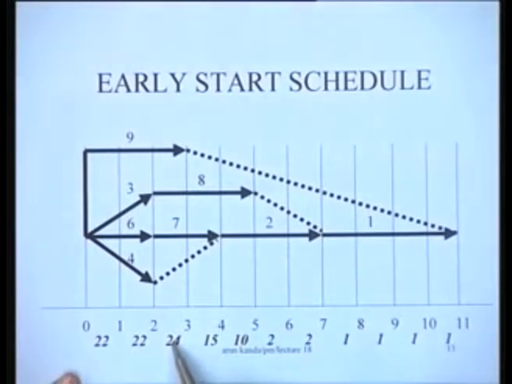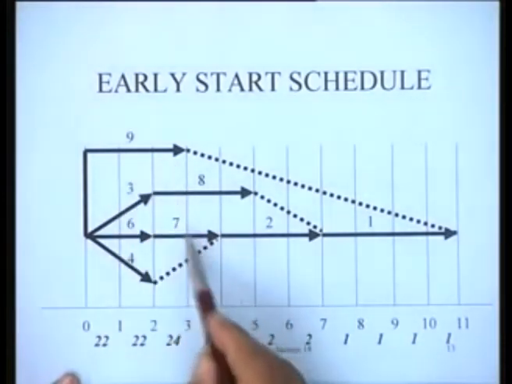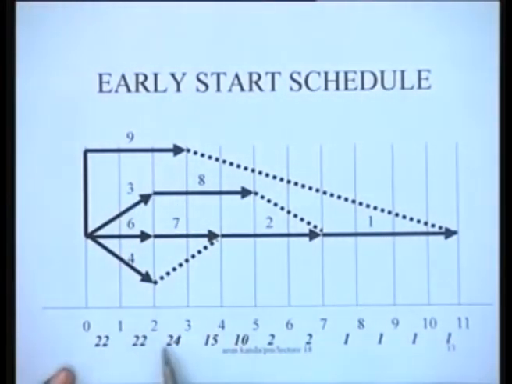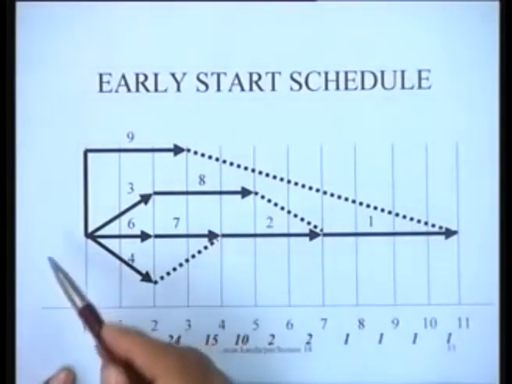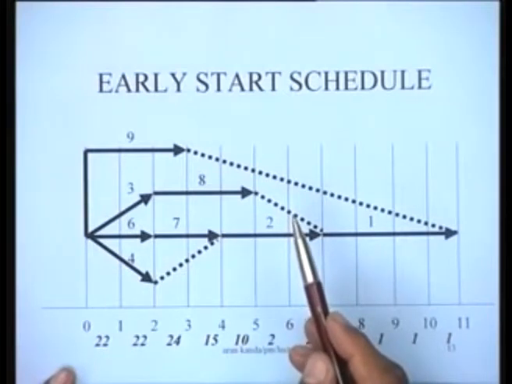Similarly, in this period the total resource requirement is now 24. So the peak resource requirement of 24 occurs between the second and the third day for the early start schedule. And if we were to implement this schedule, we would need a total of 24 people to be able to implement this particular early start schedule, right?